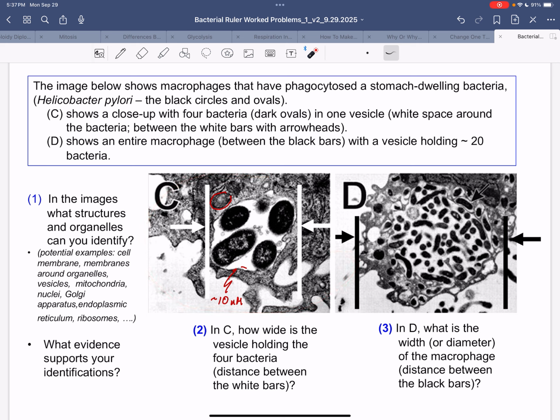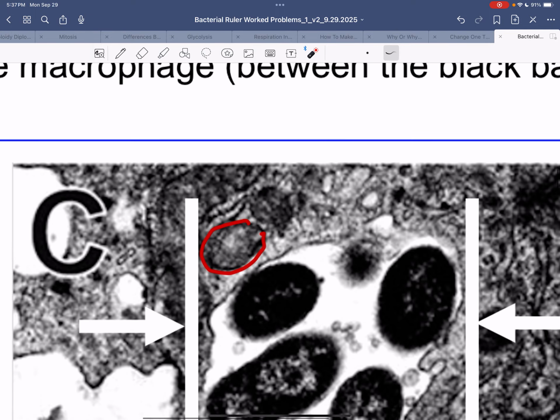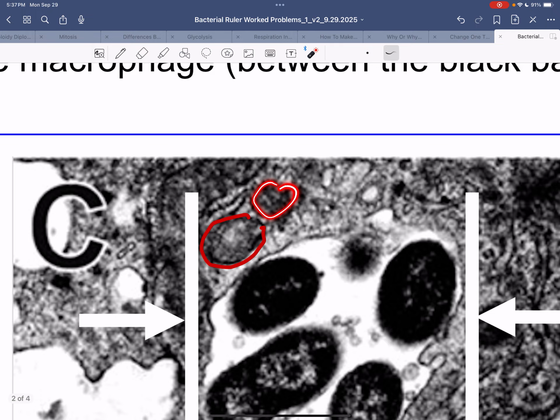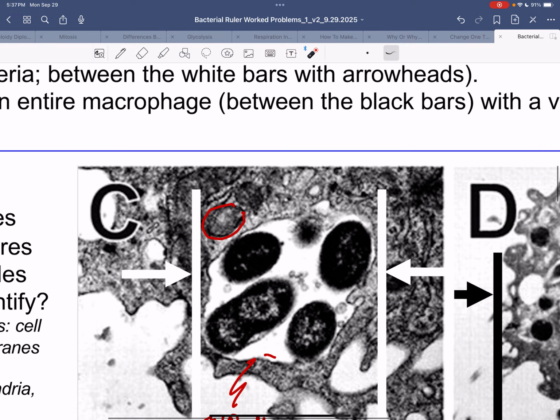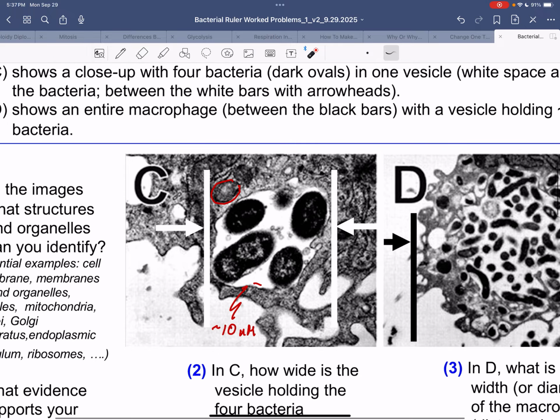So what structures can we identify? We've got mitochondria here. We've got the cell membrane, the plasma membrane around the cell, and the vesicular membrane. We sort of hazily see the inner and outer membrane of these mitochondria, maybe some ER, endoplasmic reticulum membrane there. And then, of course, the bacteria.